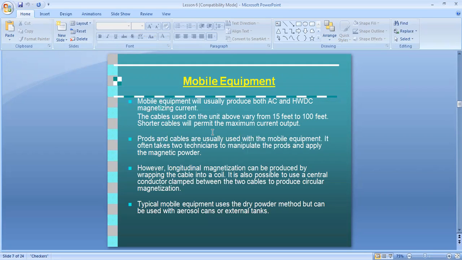It often takes two technicians to manipulate the prods and apply the magnetic powder. So whenever we are using the prod technique, prod or cable, two persons are required there. One is for handling the prod, and the second one is for applying the iron particles on the job, on the examination surface. However, longitudinal magnetization can be produced by wrapping the cable into a coil. It is also possible to use a central conductor clamped between the two cables to produce circular magnetization.